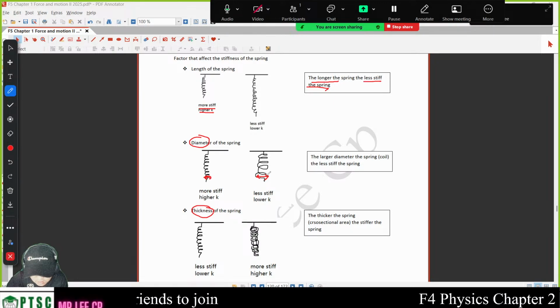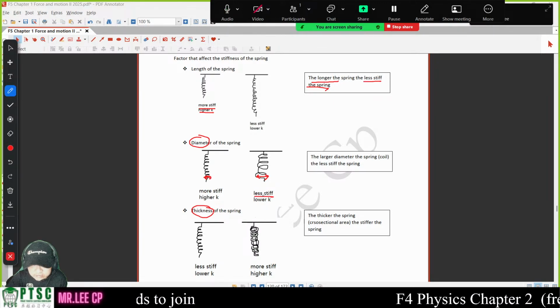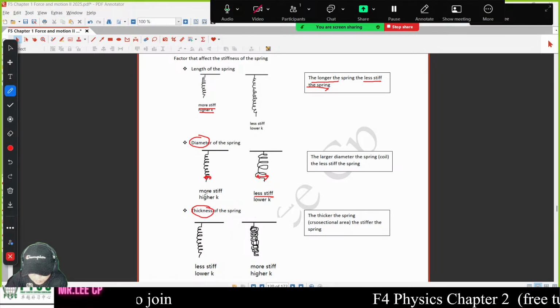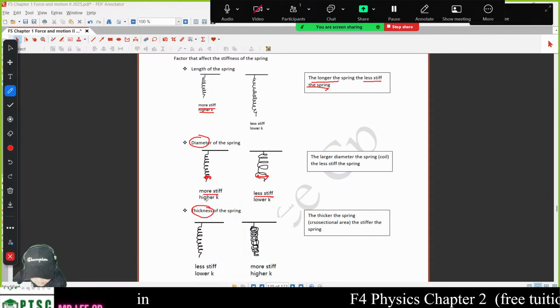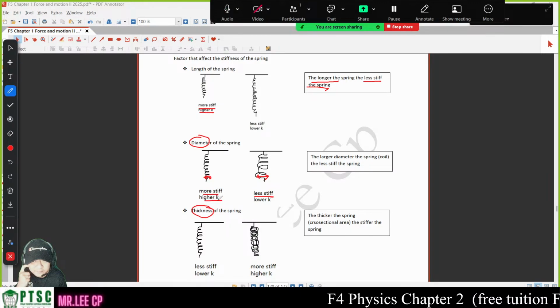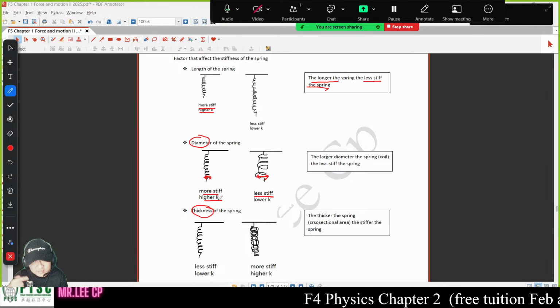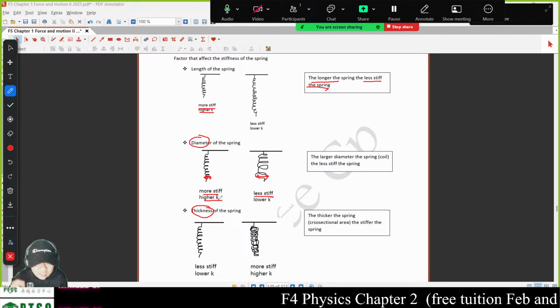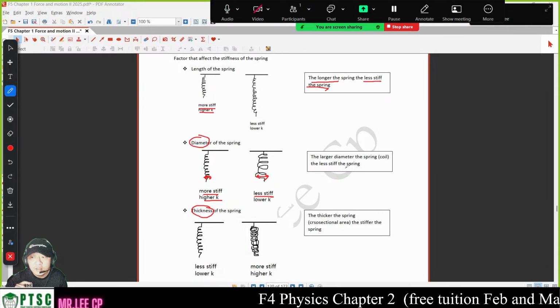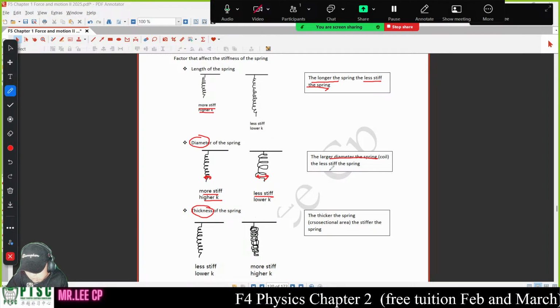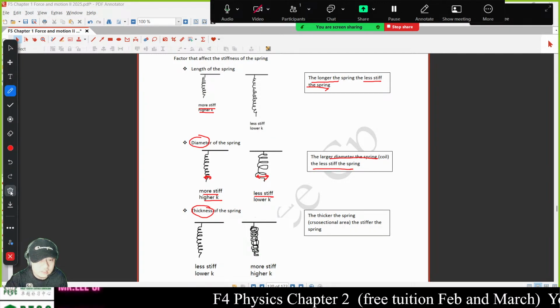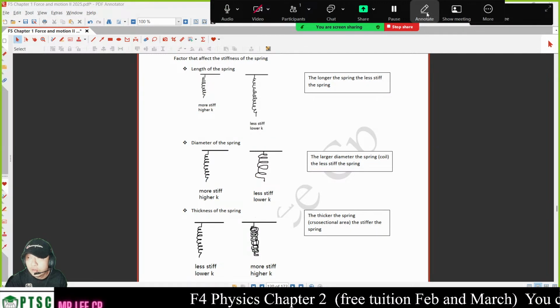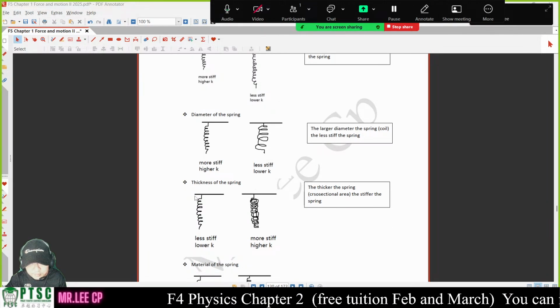This is the diameter. This is the diameter. So this diameter is big, less stiff. Right, this diameter is small, right, more stiff. Small, more stiff. The higher the K. Stiff means the K is higher. Less stiff means the K is lower. Okay, the larger the diameter of the spring, the less stiff the spring. Okay, now need to memorize.